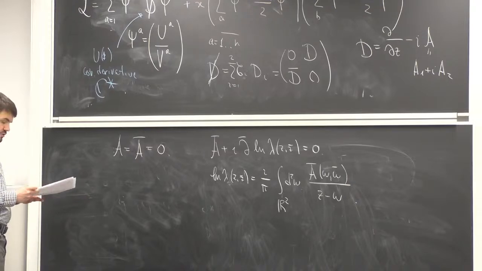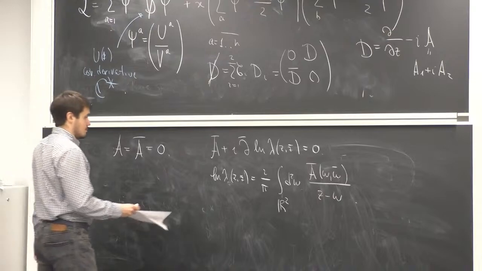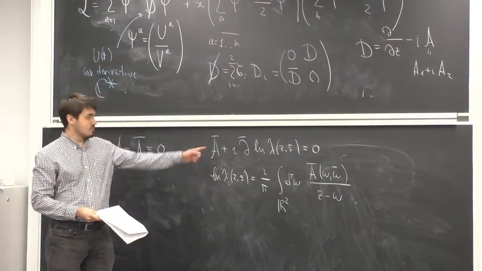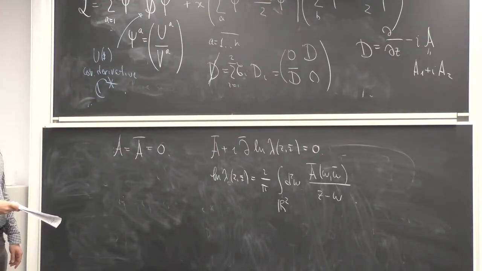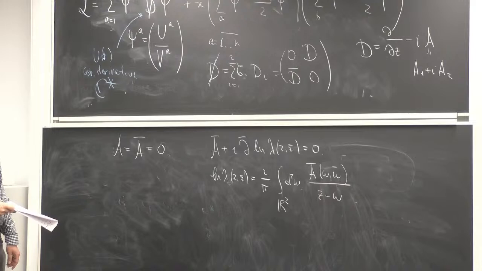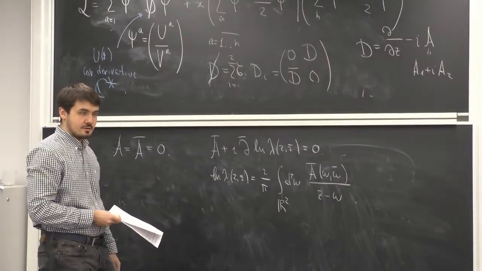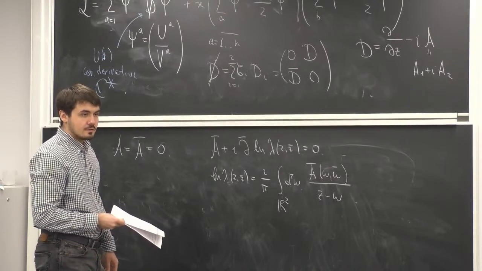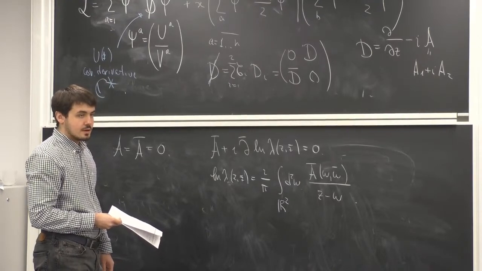So the anomaly cancellation conditions are the same for A and A bar. A bar is the conjugate of A, so lambda is a complex number, and there is a complex conjugate equation. This is in abelian gauge theory. Yeah, non-abelian.